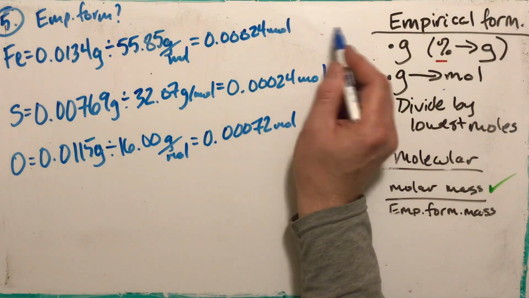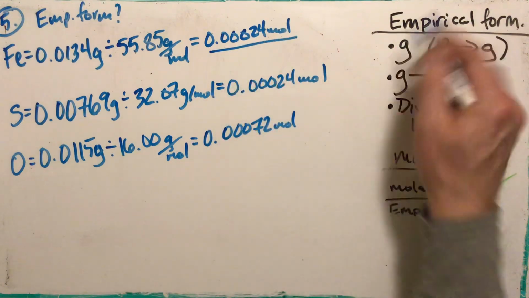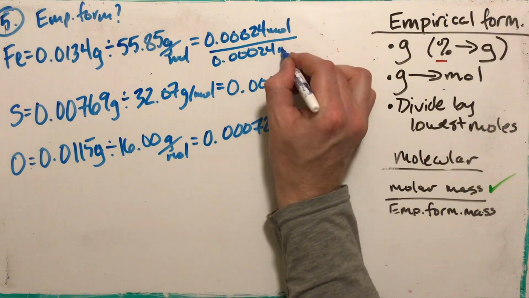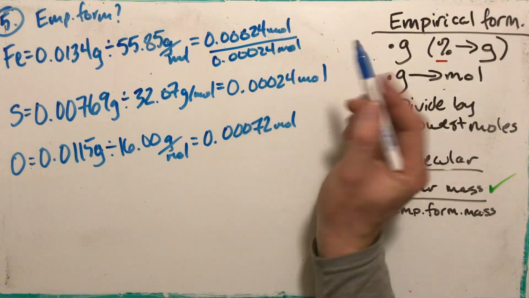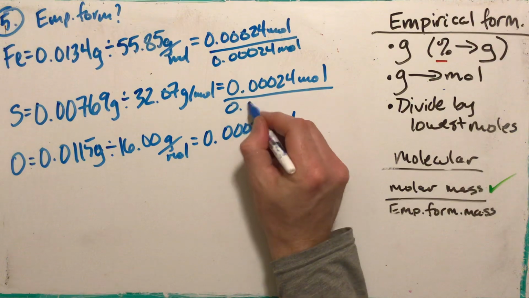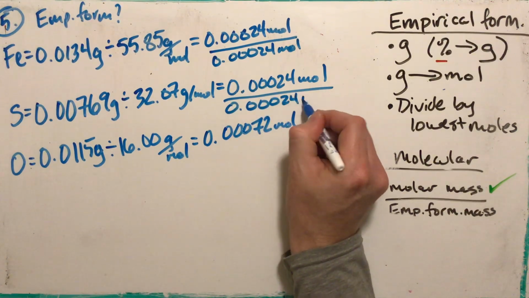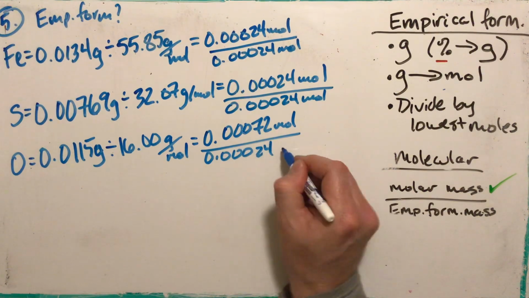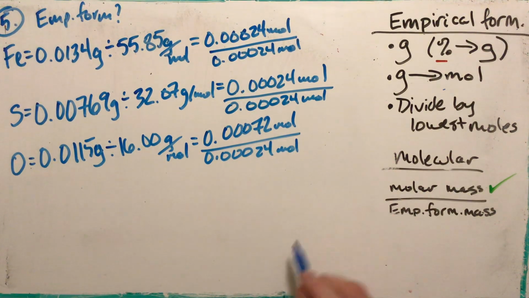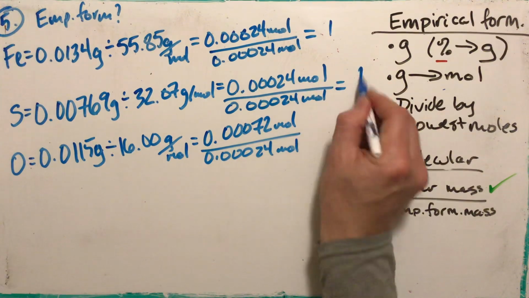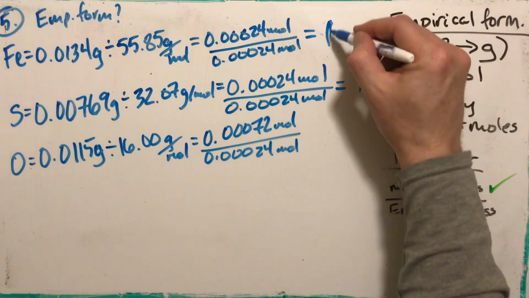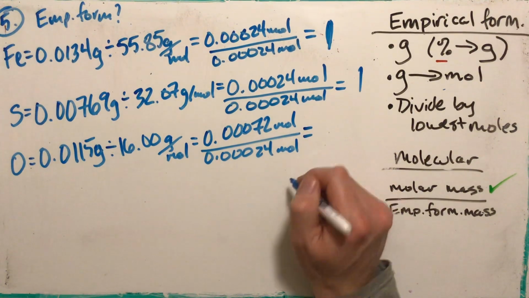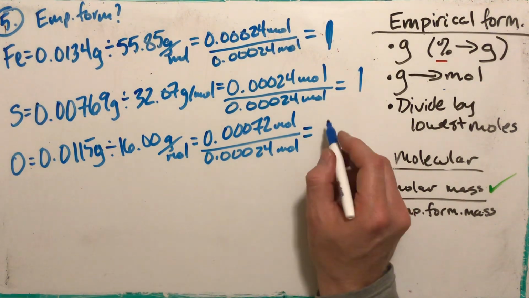Now I know I've been writing divide out here. I'm going to do it this way because I'm going to run out of room. So 0.00024 moles. It's still divide. It's just a different way of showing it. 0.00024 moles, and then of course 0.00024 moles. These ones will be 1. That's pretty straightforward. A little bit easier than drawing a number 1 for me. And this one ends up being 3.